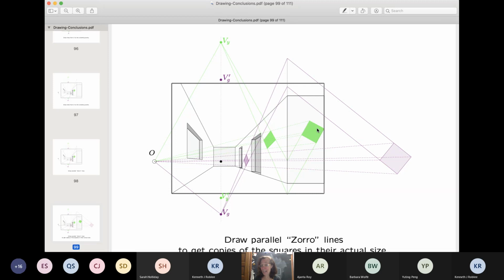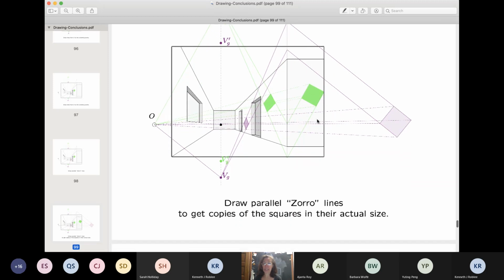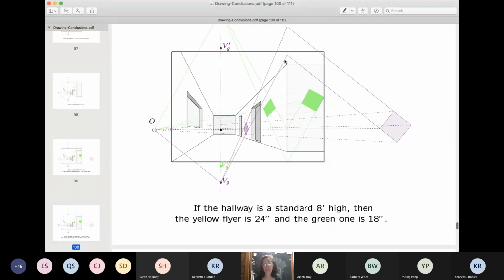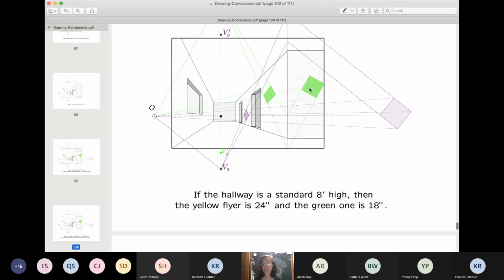But you can also see this was the actual size of the green square, and that's the actual size of the purple square on the wall. If this is an 8-foot wall right there, that means that you can actually figure out exactly how big these were without finding coordinates or anything, just drawing a bunch of lines and circles. So in fact, you could figure out that if this is 8 foot high, then this yellow flyer, by yellow I mean purple, sorry, was 24 inches, and this green one is 18 inches. So, all right.